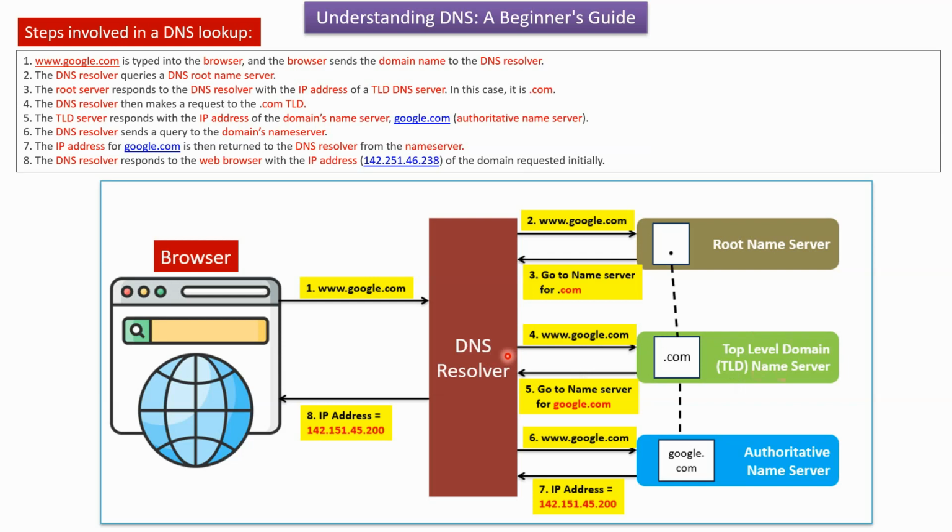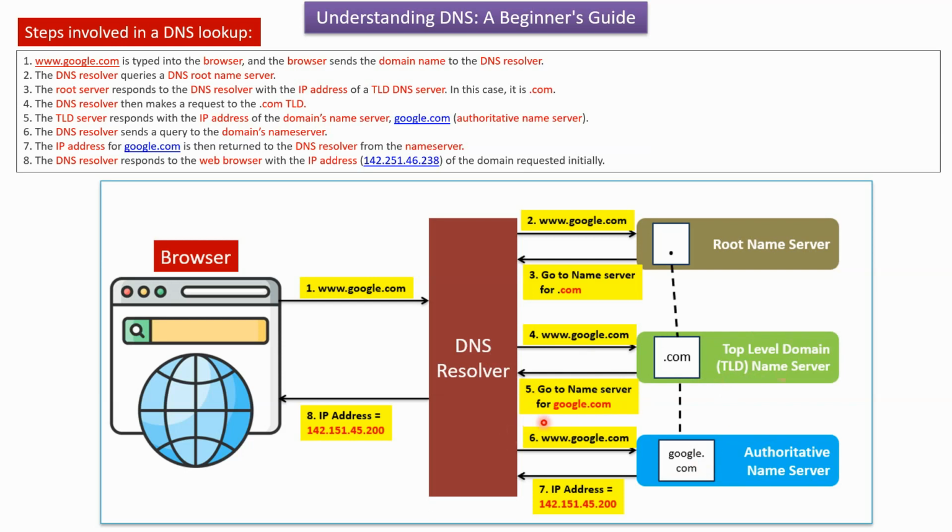So using that IP address, DNS resolver sends the domain name to top level domain name server, which is related to .com. And this server will send the IP address of authoritative name server, which is related to google.com, to DNS resolver. So DNS resolver got the IP address of authoritative name server.